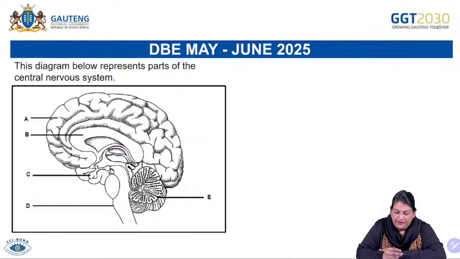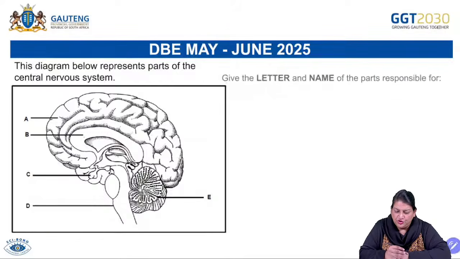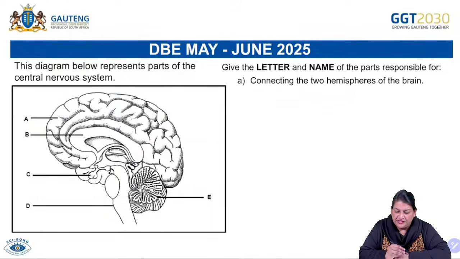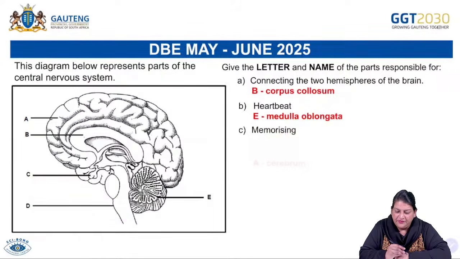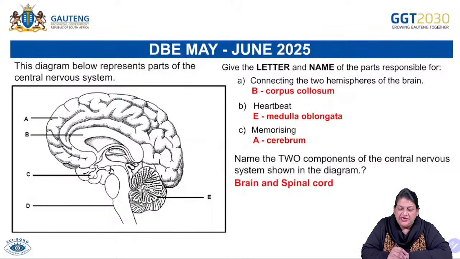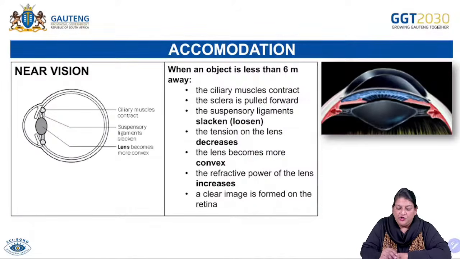Remember? Okay? And then you're going to go to all those parts. I've already discussed all those parts, the heartbeat, the medulla oblongata. The part for memory is your cerebrum. And we're going to look at the eye.